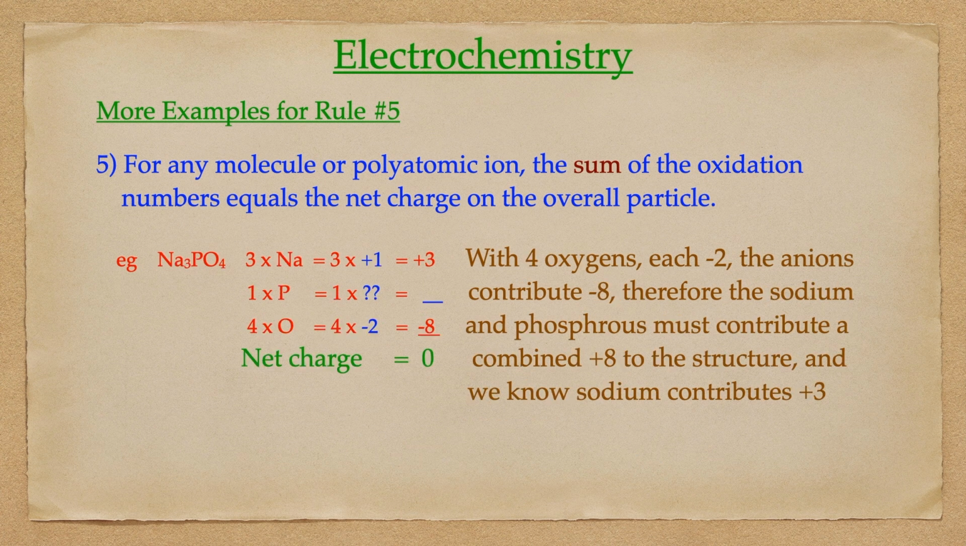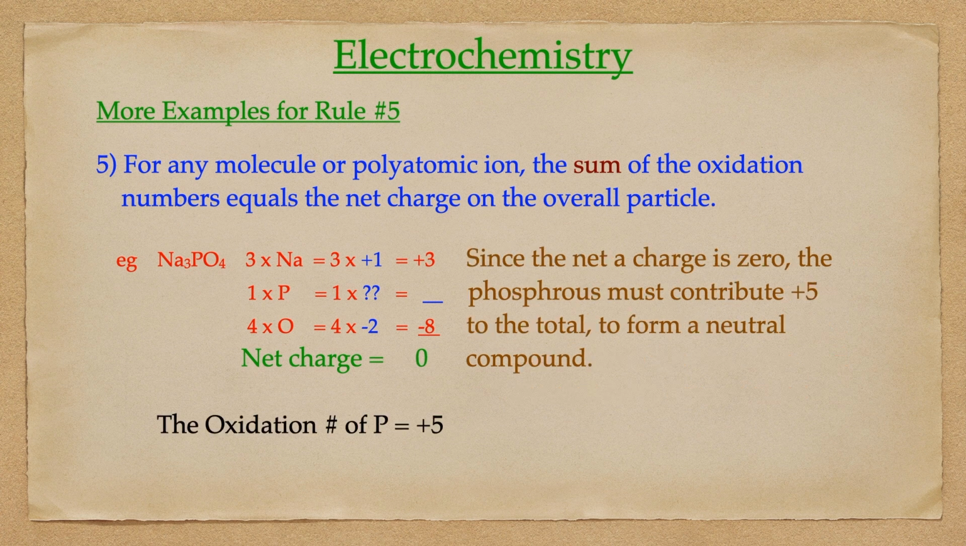For our last example, we look at sodium phosphate. We know it has 4 oxygens, minus 2 each, that contributes negative 8. Sodium, being an alkali metal, can only have an oxidation state of 0 or 1. In this case, it's an ion, so it's plus 1, so it's contributing plus 3. The oxygen's minus 8, the sodium's plus 3. The charge on the overall structure is 0, so therefore phosphorus must have an oxidation number of plus 5.